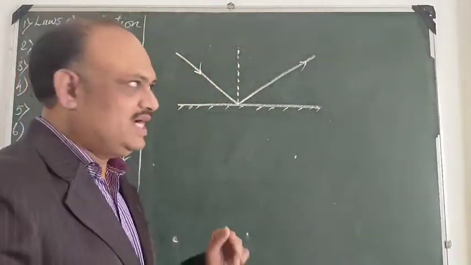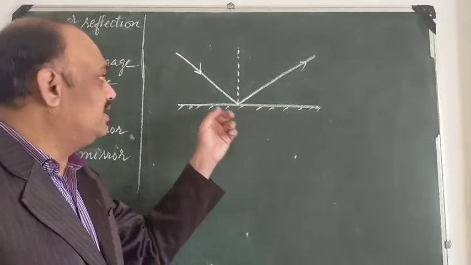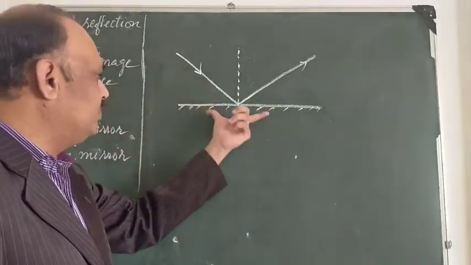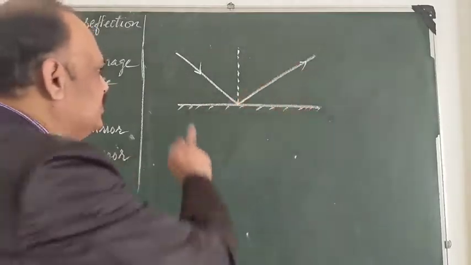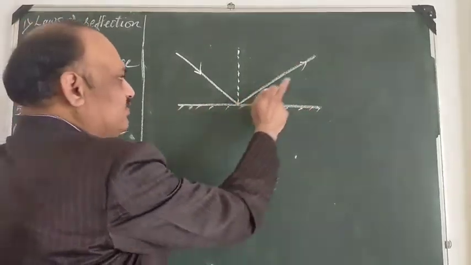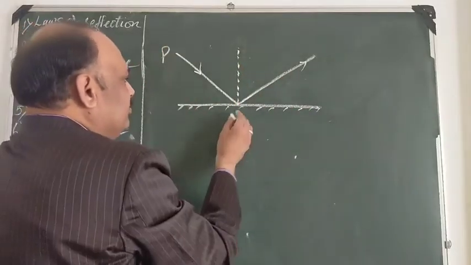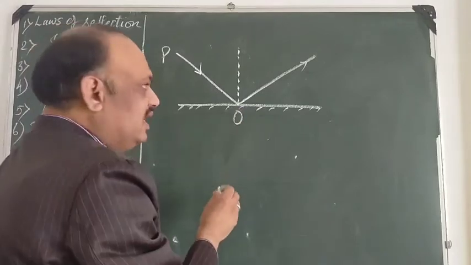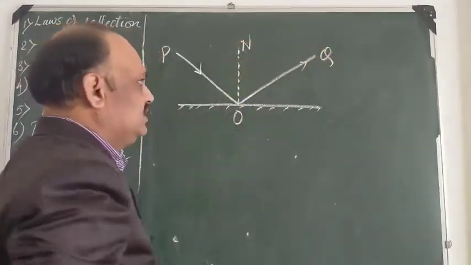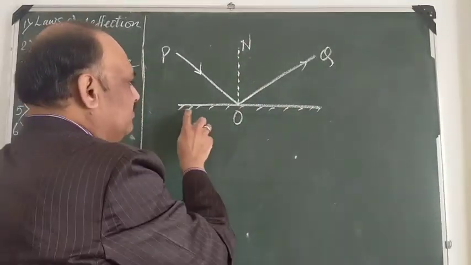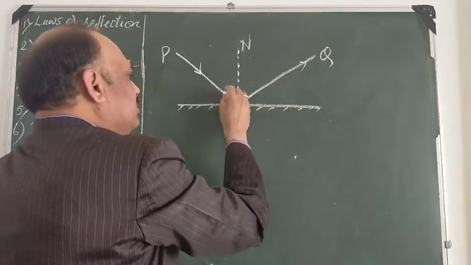So to understand that particular topic, we will see the diagram where there is an incident light falling on the reflecting surface and this is a reflected ray. So this is the incident ray and this is a reflected ray and this is acting as a normal. So I name it as PO as incident ray, OQ as reflected ray and ON as normal. So this is a plane reflector, incident ray, reflected ray and normal.